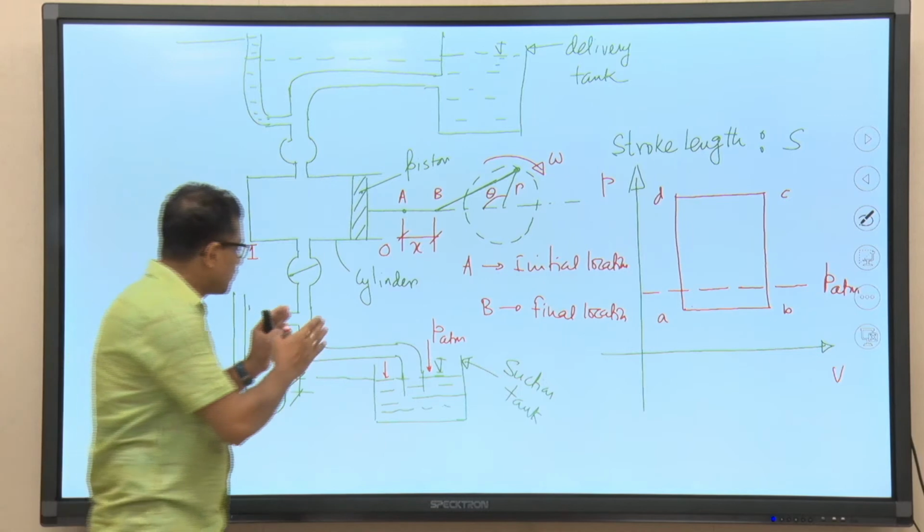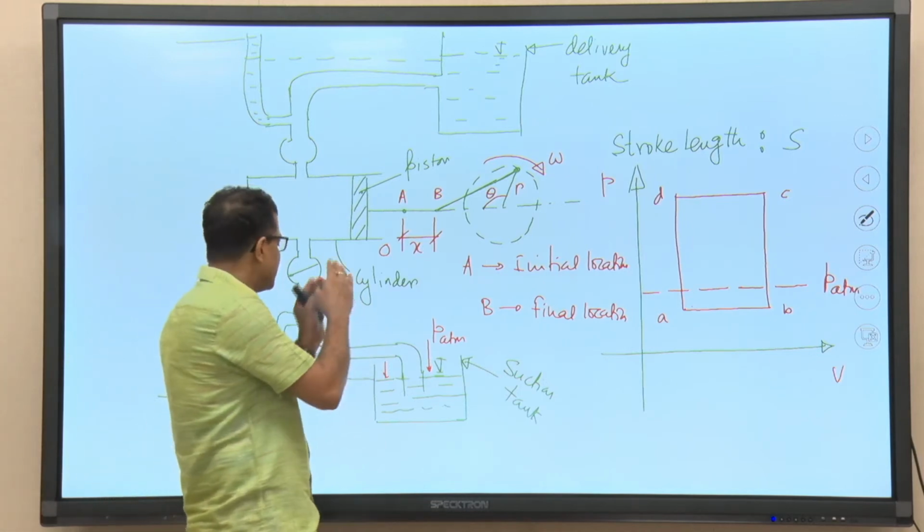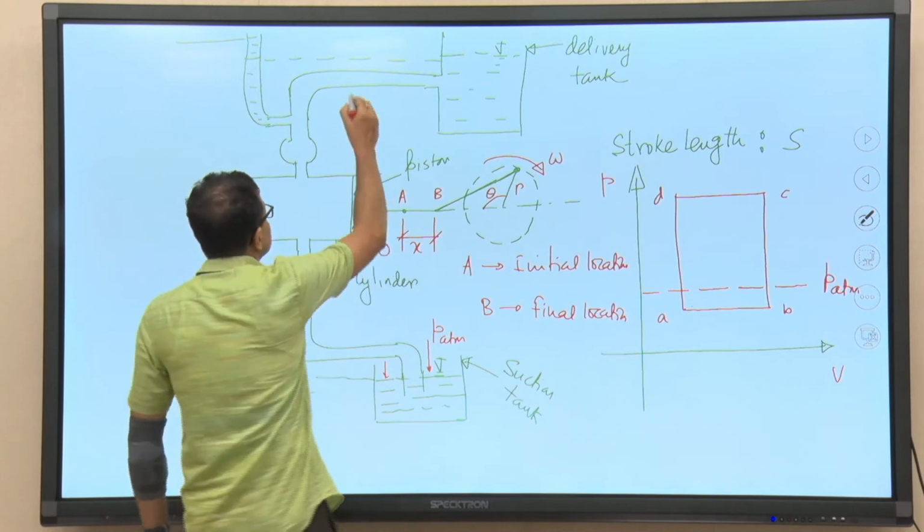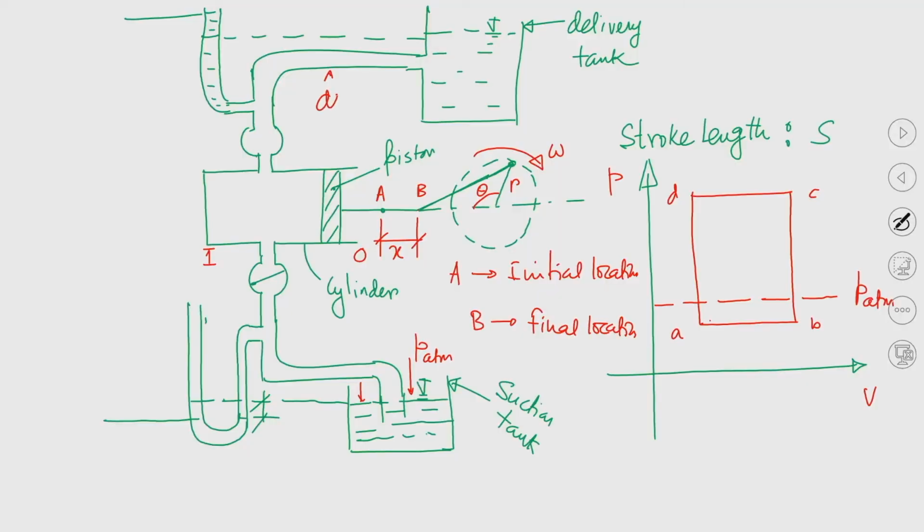So, the liquid velocity which will be there through the suction pipeline and the delivery pipeline. So, this is the delivery pipe. Delivery pipe. This is the suction pipe. Okay. Very important. Let me talk about a few important issues.